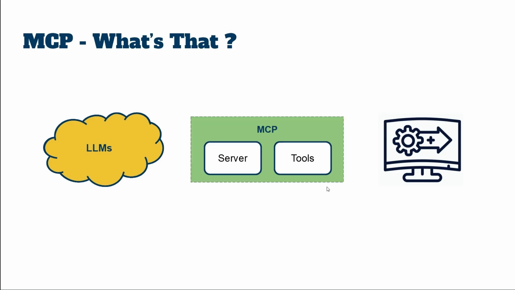So what MCP is doing is introducing this middle layer. Instead of LLMs talking directly to an enterprise application, we now have this middle layer of MCP that has two subcomponents, server and tools. And this is what governs the communication between LLMs and the enterprise application. And this separation is basically everything.